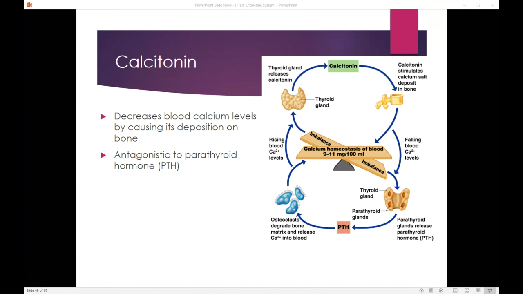Now, if you remember osteoblasts, those are the ones that are building up that bone matrix. So it's going to stimulate the bone matrix building. So we're going to add in that calcium. On the other hand, when we have falling blood calcium levels, that's going to stimulate those parathyroid glands to release parathyroid hormone or PTH. PTH is going to cause the osteoclasts to degrade the bone matrix so that we can release that calcium from the bone back into the blood.